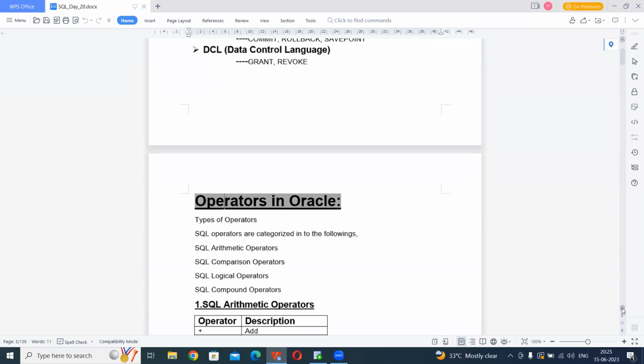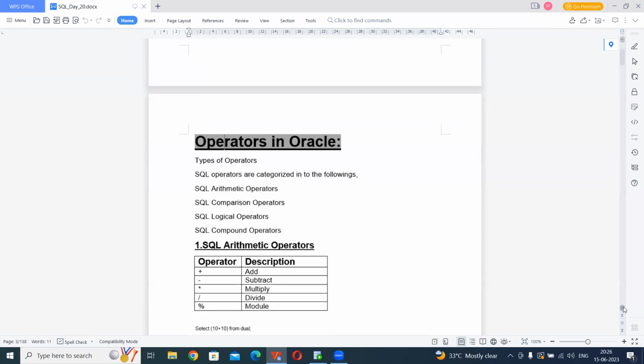So now we'll go for what are the operators present in Oracle. In SQL, the operators are categorized into SQL Arithmetic Operators, SQL Comparison Operators, SQL Logical Operators, and SQL Compound Operators. This is the categorization in Oracle. So first we'll go for the first operator, which is the SQL Arithmetic Operator.